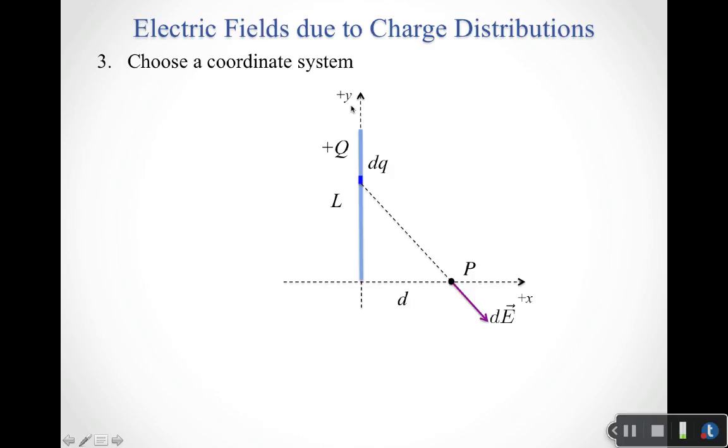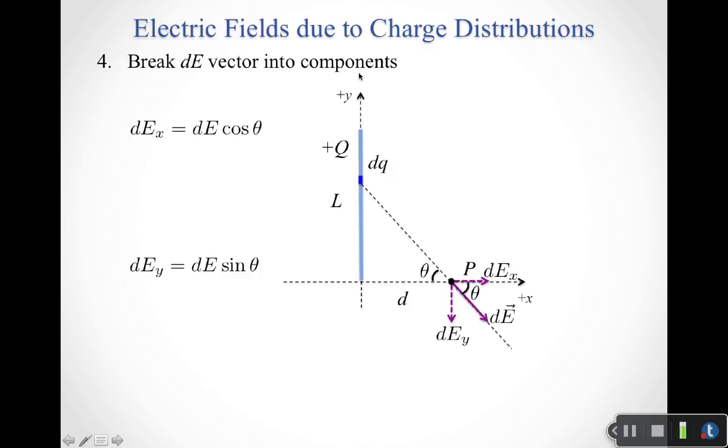Choose a coordinate system. In this case, our coordinate system was already given to us, so positive x is going to point to the right, positive y is going to point up. Now I need to break up this vector into its components. There are two components, one in the x and one in the y. I'm going to pick an angle here, and I'll let this angle be theta. Again, this gives me a right triangle that I can use to figure out what's going on with theta in a couple of steps.